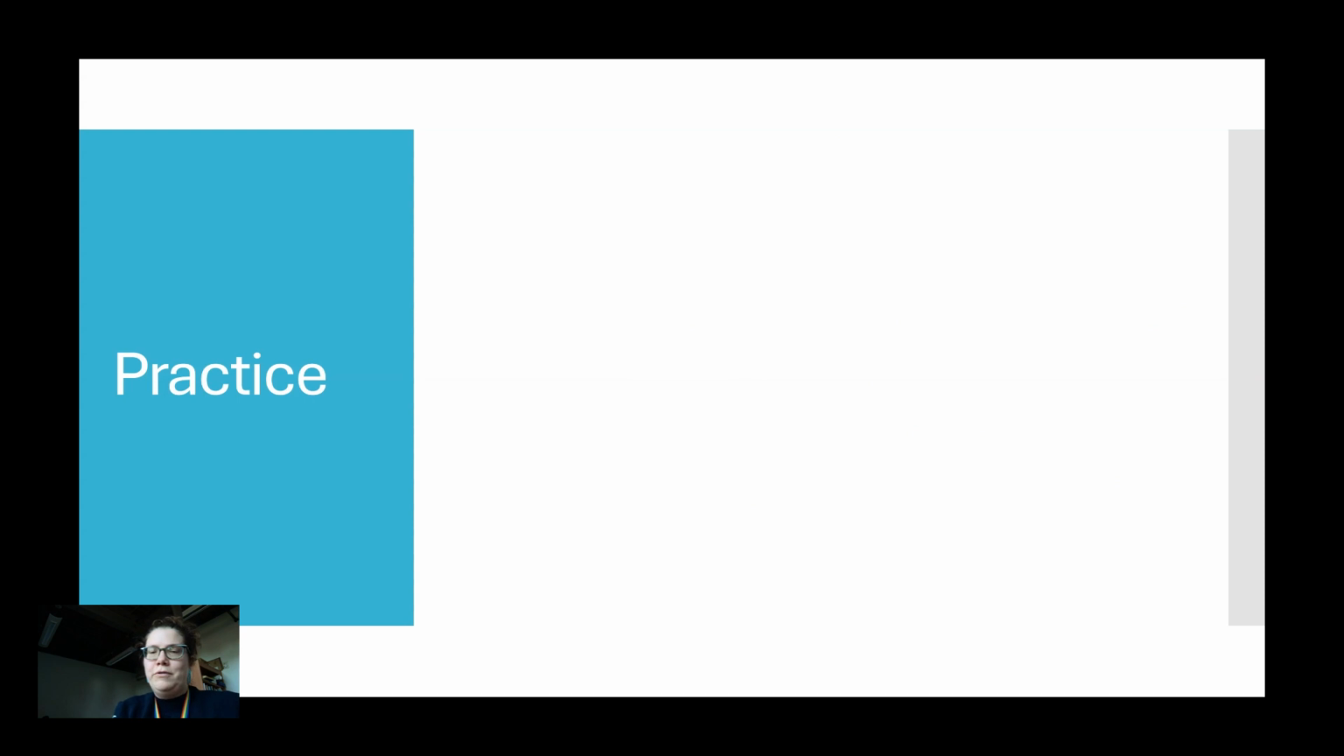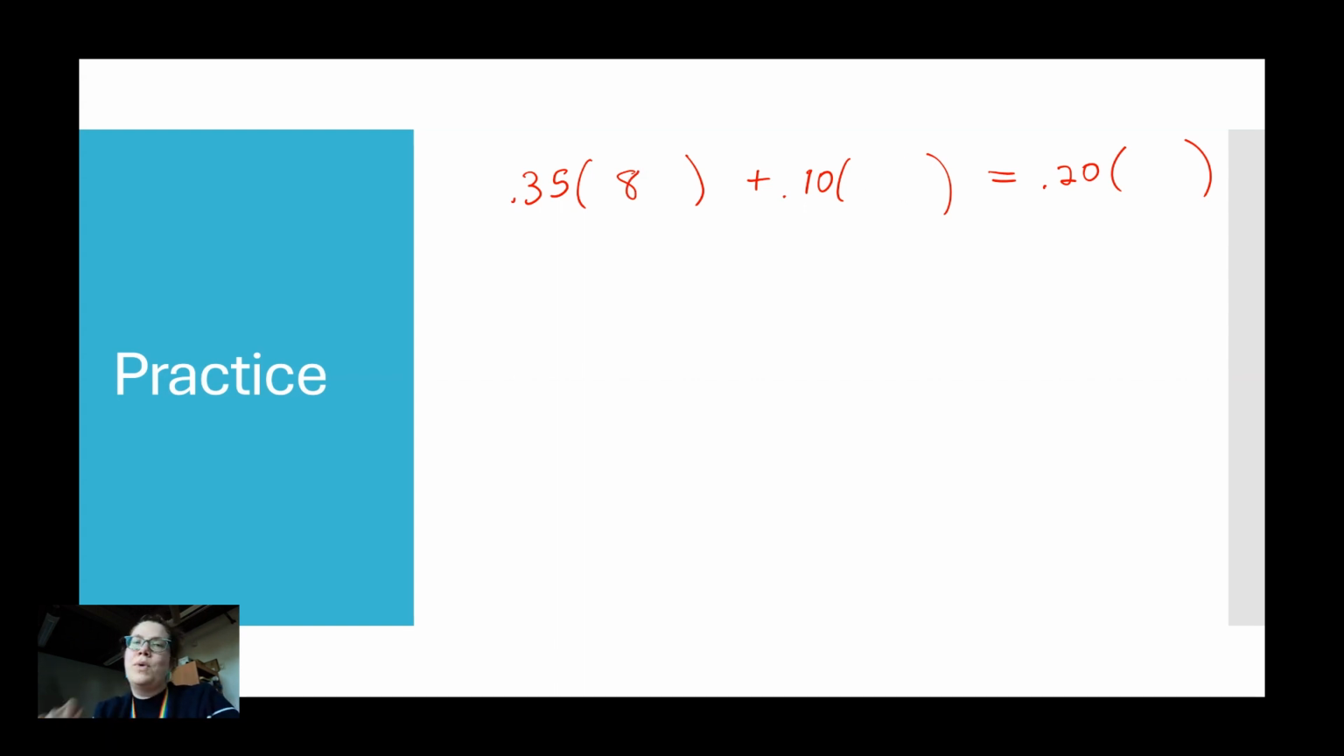One more thing to look out for. We have just done ones where you have your total and you don't know how much of each. Sometimes, though, you're going to have ones, let's use those exact same numbers, 35% solution and a 10% solution, and altogether we have a 20% solution. Sometimes they're going to tell you, oh, we used 8 ounces of this and some amount of this to make a 20% solution. And what we don't know is how much we added or how much we have total.